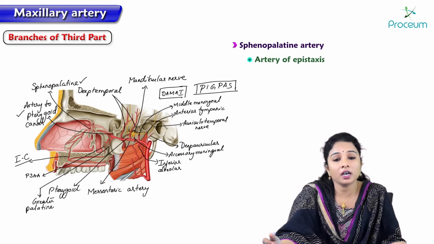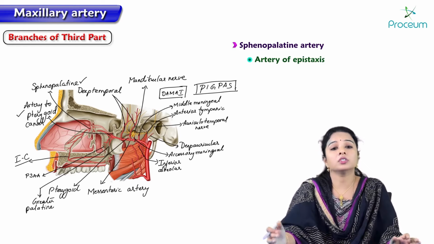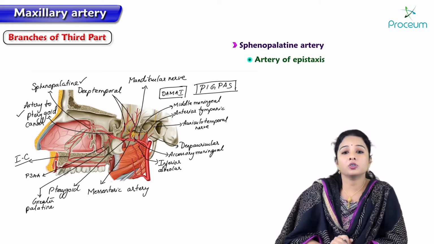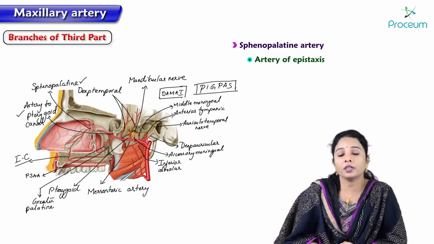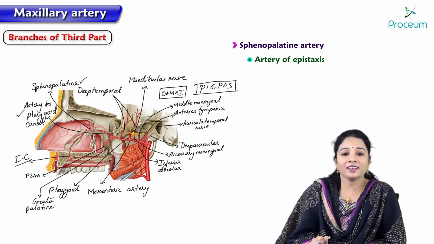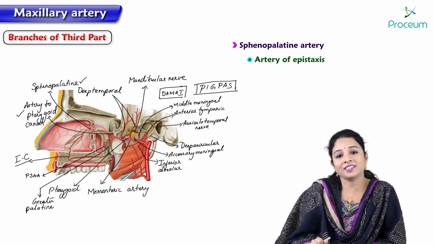Sphenopalatine artery is the artery of epistaxis because it contributes mainly to the Kiesselbach plexus, which is located in the antero-inferior part of nasal septum. So, this completes the maxillary artery along with its branches and its distribution.